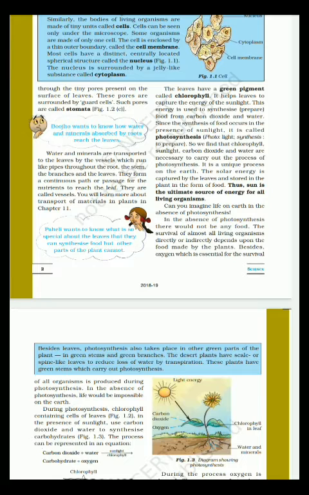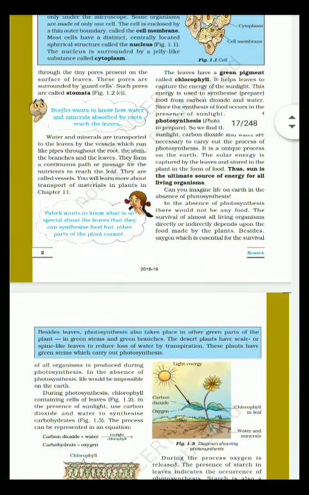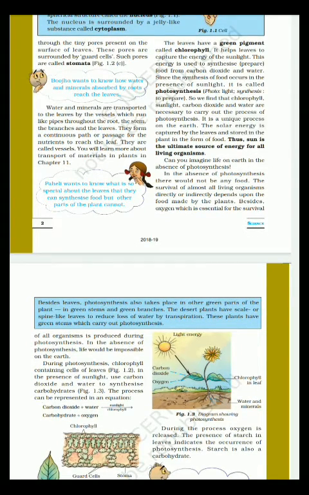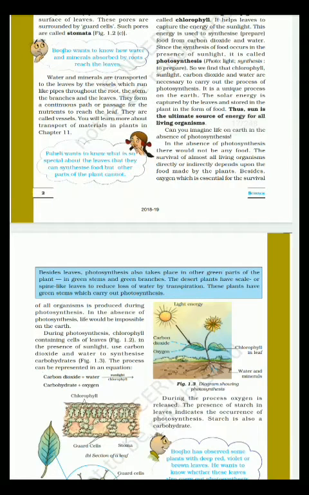It is a unique process on earth. The solar energy is captured by the leaves and stored in the plant in the form of food. Thus, the sun is the ultimate source of energy for all organisms. In the absence of photosynthesis, there would not be any food for plants. The survival of almost all living organisms, directly or indirectly, depends upon the food made by the plants. Besides, oxygen, which is essential for survival of all organisms, is produced during photosynthesis.